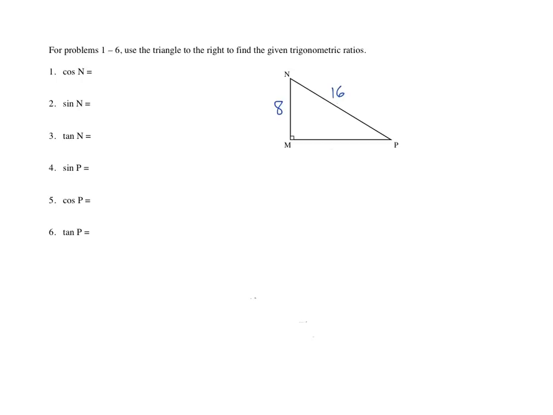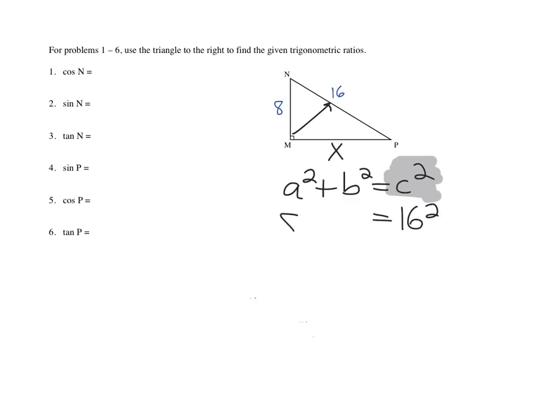Our next problem is a reciprocal trig function problem. And the first step is going to be to determine what our missing side is. So in order to do that, we're going to do the Pythagorean theorem. A squared plus b squared equals c squared. The most important letter in the Pythagorean theorem is letter C, which is the hypotenuse. So letter C is going to be 16.